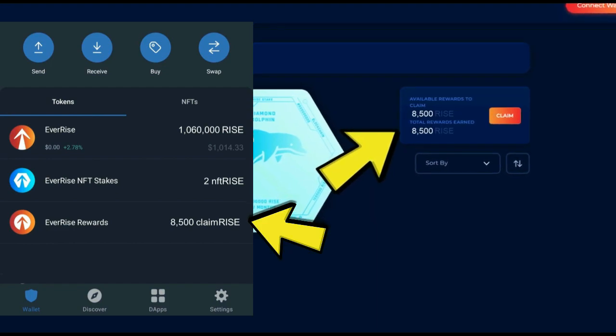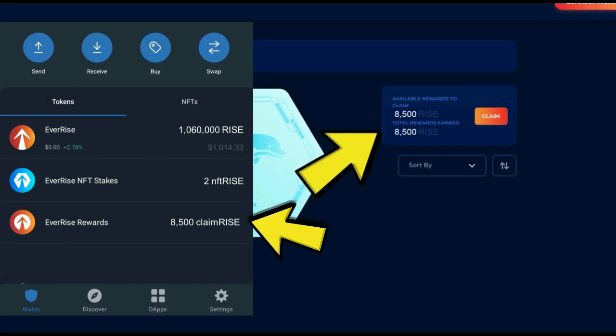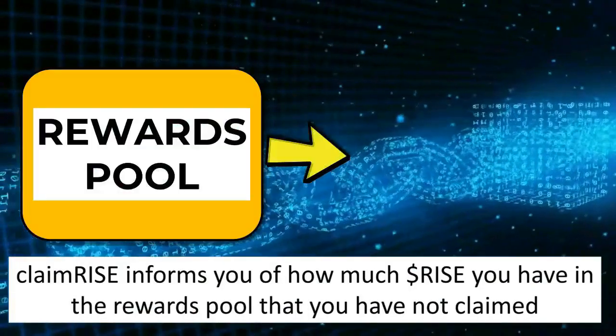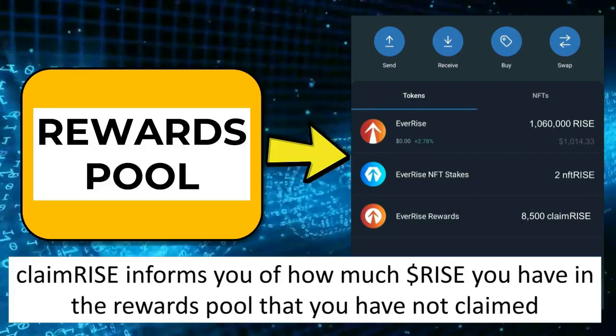Also note that just like nftRISE, claimRISE does not have a monetary value. This is because it is technically not yours until you claim it. It will incur a small gas fee to transfer this RISE from the rewards pool to your wallet.